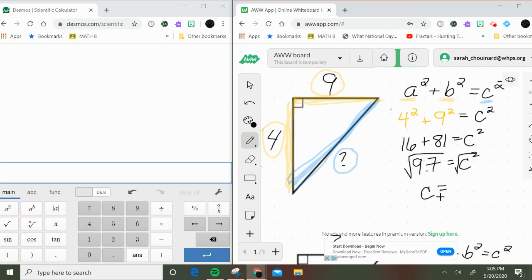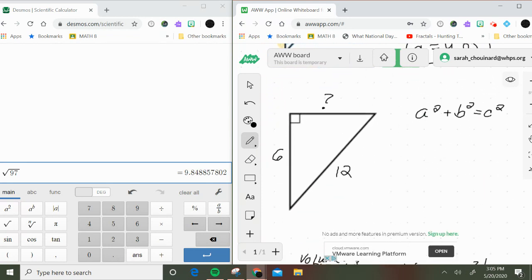I'm sure it's going to be close to 10, since the square root of 97 is pretty close to the square root of 100. But I'm going to click this square root symbol here and type in 97. And I'm going to round to the nearest hundredth. So the missing side is about 9.85, which is good because c should always be the longest side in the triangle, which it is.